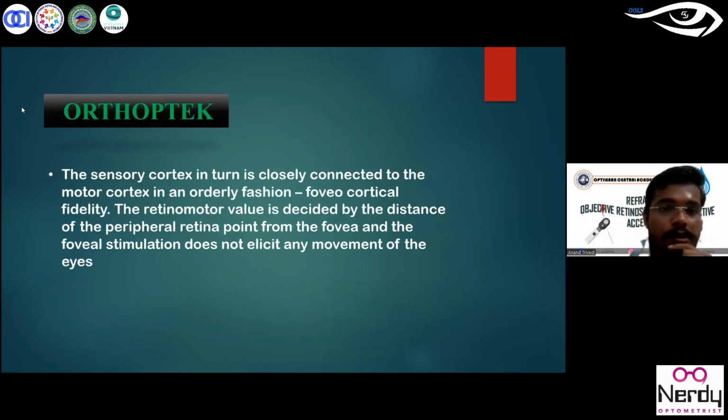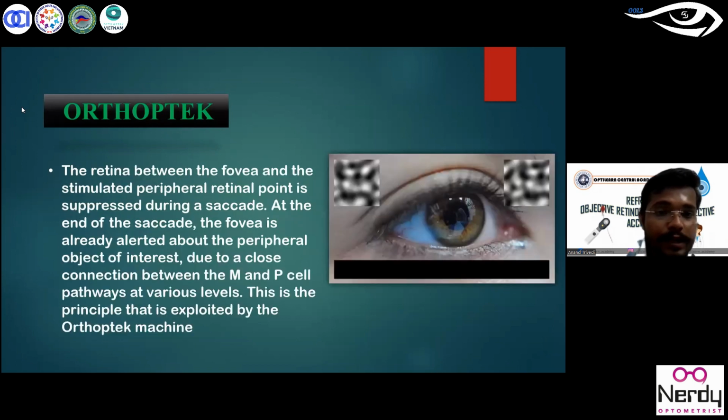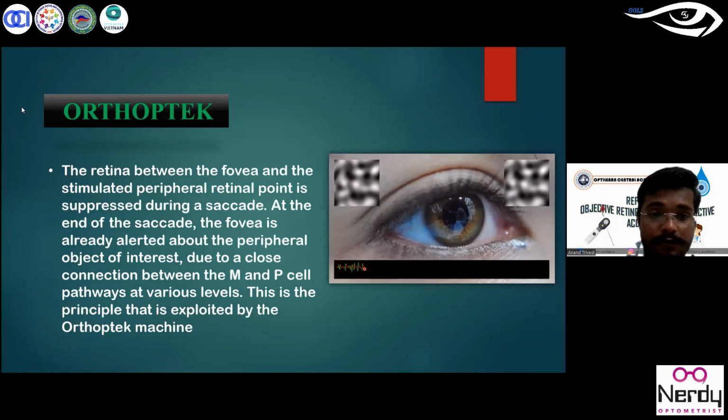Okay, so the sensory cortex is closely connected to the motor cortex in an orderly fashion, foveo-cortical fidelity. The retinomotor value is decided by the distance of the peripheral retina point from the fovea, and foveal stimulation does not elicit any movement of the eyes. The retina between the fovea and the stimulated peripheral retina point is suppressed during the saccades. At the end of the saccades, the fovea is already alerted about the peripheral object of interest due to a close connection between the M and P cell pathways at various levels.